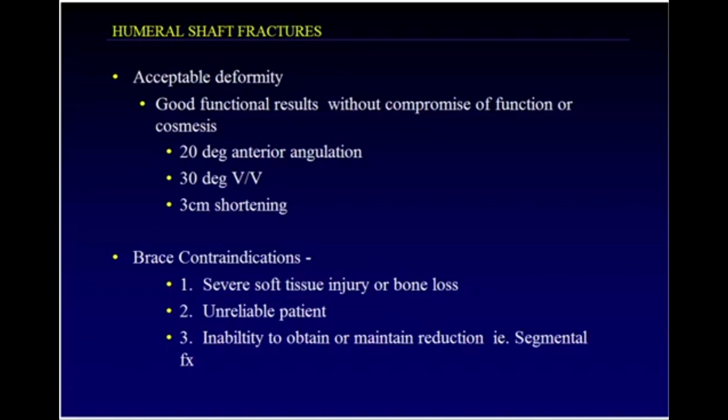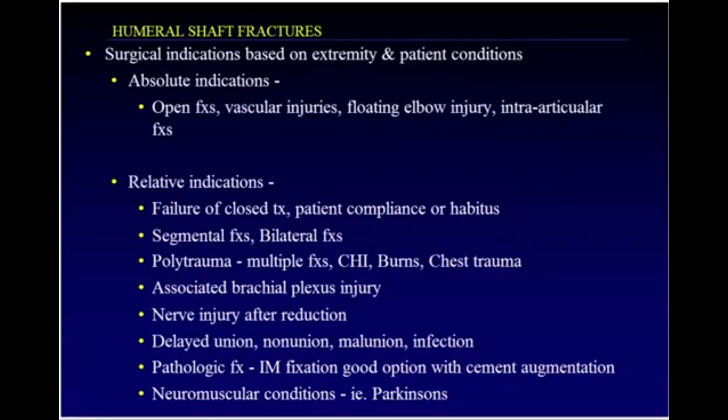Brace considerations: remember that if you have a patient that has severe associated soft tissue injury, then a brace might not be possible in that patient. If you have an unreliable patient, or if you have an inability to either obtain or maintain an acceptable reduction in the brace, those would all be potential indications for surgical intervention. So the surgical indications are based on the fracture itself as well as the patient conditions.